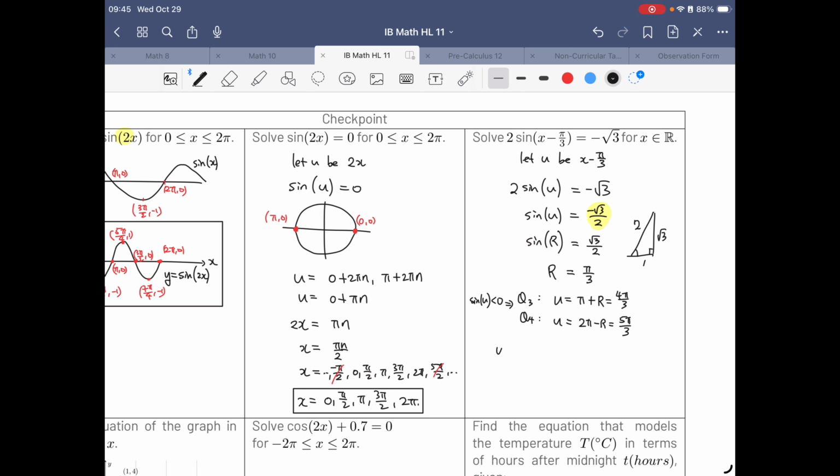So my final answers are u is equal to 4 pi over 3 plus 2 pi n, and 5 pi over 3 plus 2 pi n. This question is asking you for all real number solutions, so I'm going to write it as plus 2 pi n. And then I will need to replace u back with x minus pi over 3.